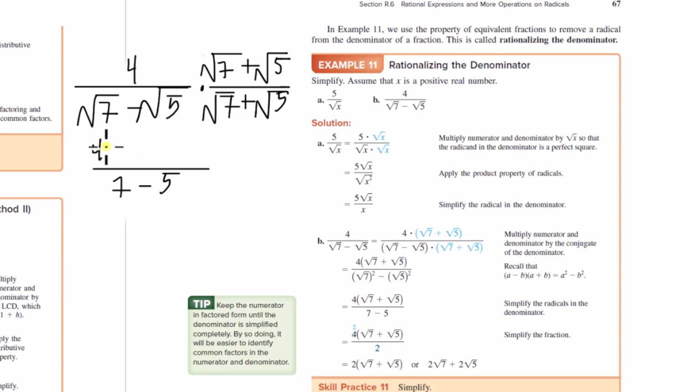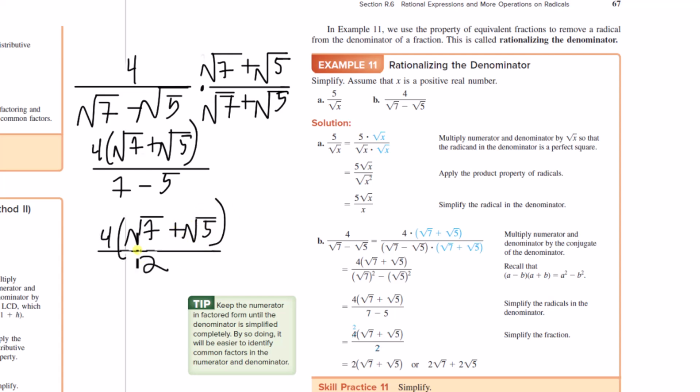And then up here you've got, okay, so let's see, 4 root 7 plus, divided by 7 minus 5 is 2. So 2 root 7 plus 2 root 5. There you go.